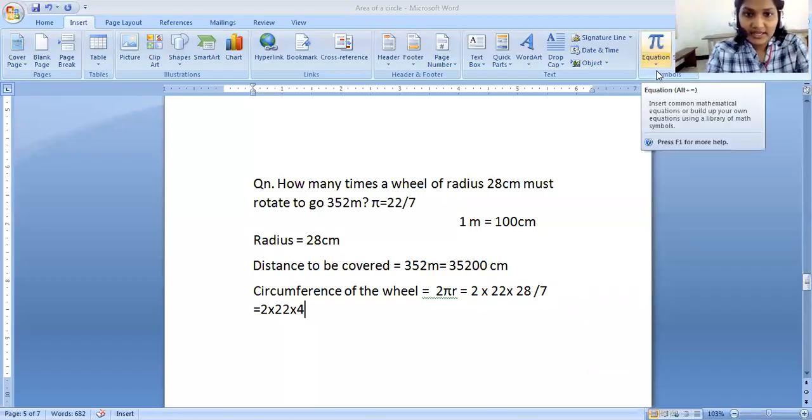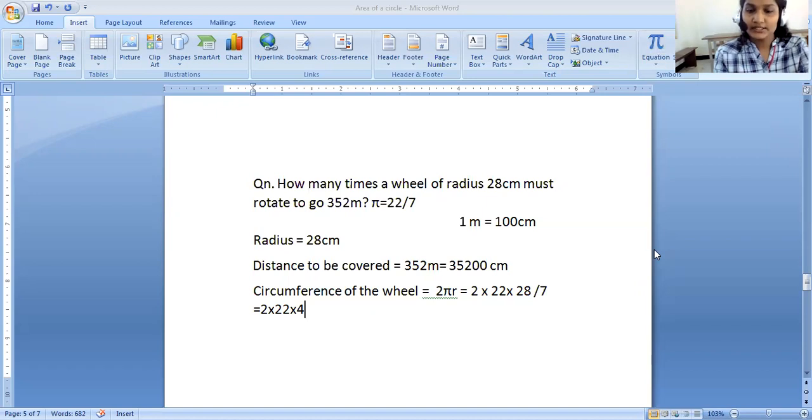So the question is, how many times must a wheel of radius 28 centimeter rotate to go 352 meter? That means there is a wheel. Definitely its shape is a circle. And we know its radius, that is given in the question. That is 28 centimeter.